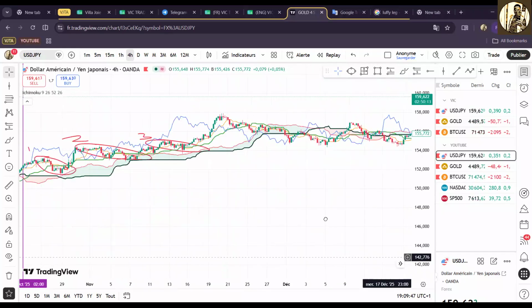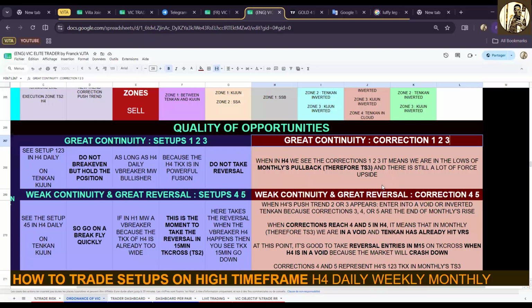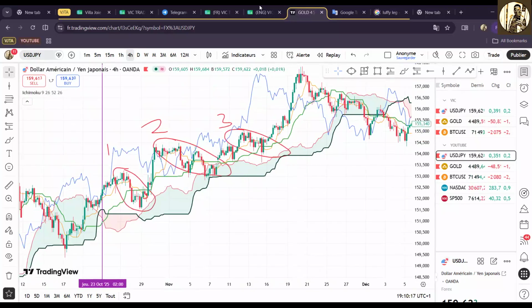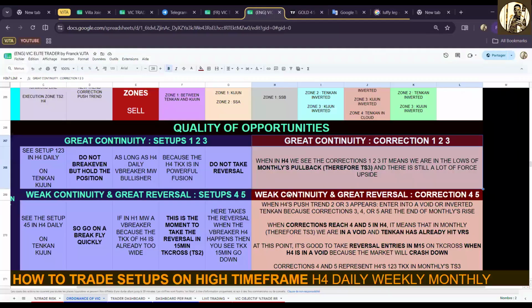But from the fourth correction, so that's what I'm explaining here. When in H4 we see the correction 1, 2, 3, it means that we are in the lows of the monthly pullback. Therefore, TS3, time frame skipping by Chi, and there is still a lot of upside. That's what I was explaining. That's a great opportunity to take continuity to the upside. So you can buy on Kijun, SSA, SSB, all right? Kijun, SSA, SSB.